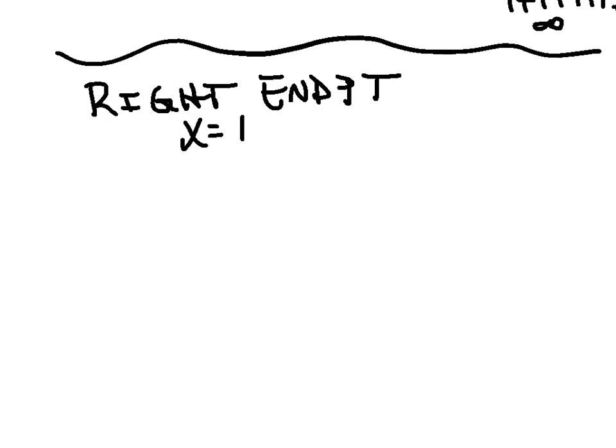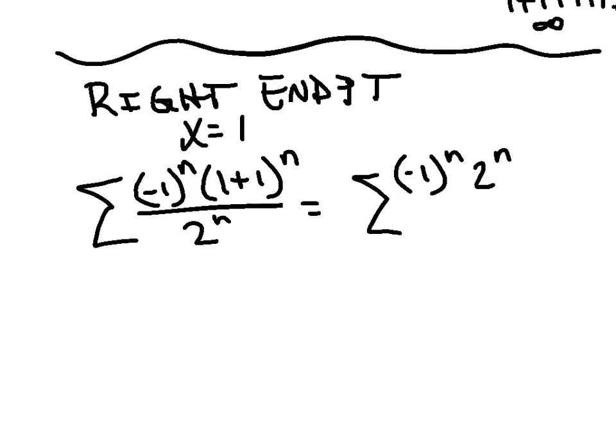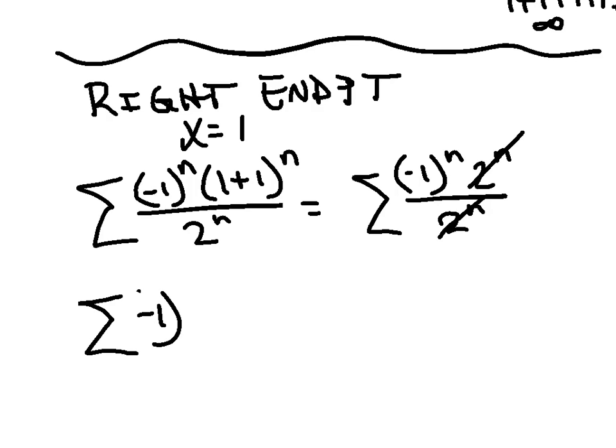So the right endpoint was x equals positive 1. Substituting it into the original. Let's see, did I say that right? Yep, okay. We'll clean it up just a whisker, and we got negative 1 to the nth power, 2 to the nth power over 2 to the nth power. You'll notice that these cancel, and we end up with negative 1 to the nth power.